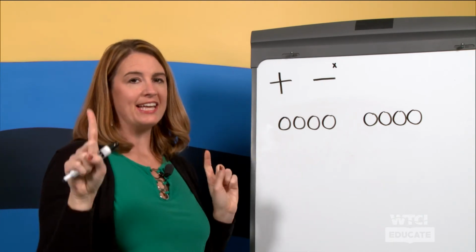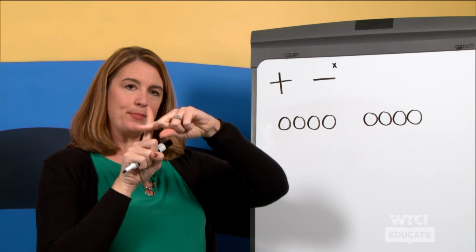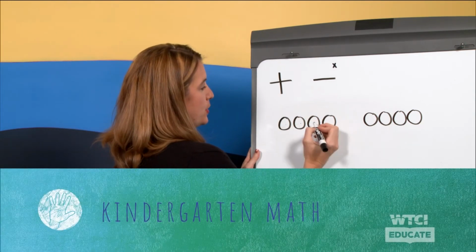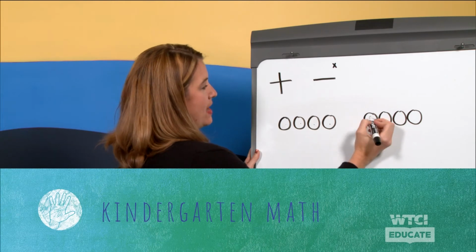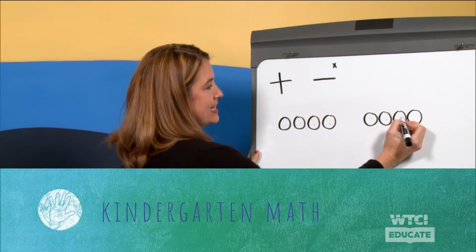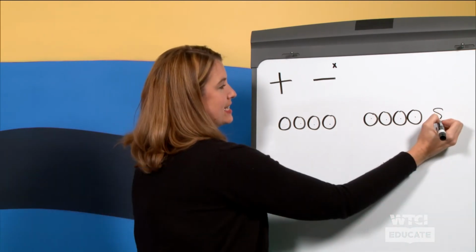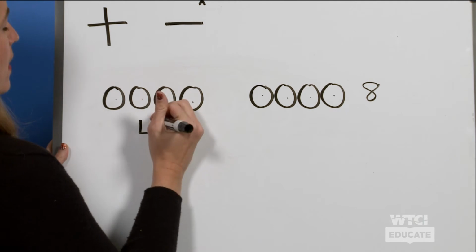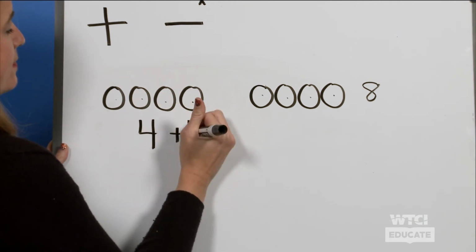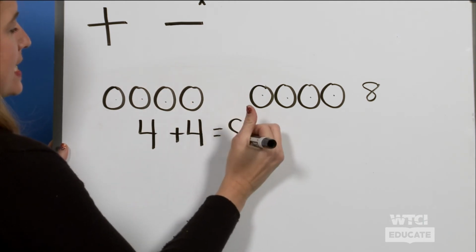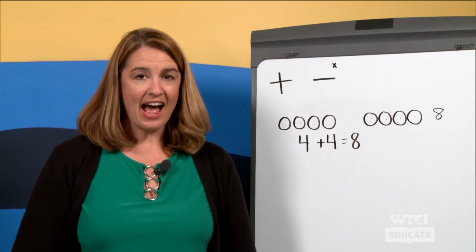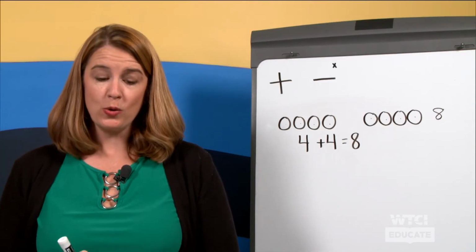What do I need to do? That's right, I need to count my 2 parts and put them together to see what my whole is. 1, 2, 3, 4, 5, 6, 7, 8. I have 8 fruits and vegetables in my grocery cart. 4 plus 4 equals 8. Great job with that equation. I hope you all have had fun playing with my toys.